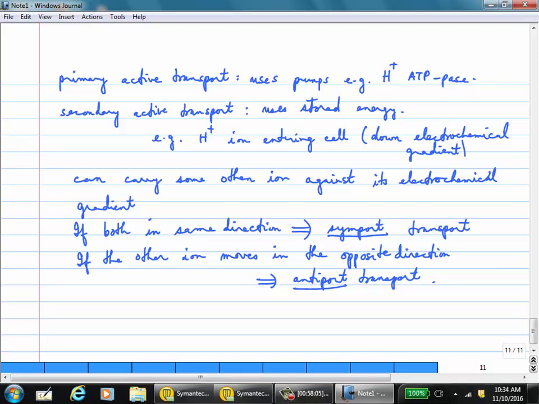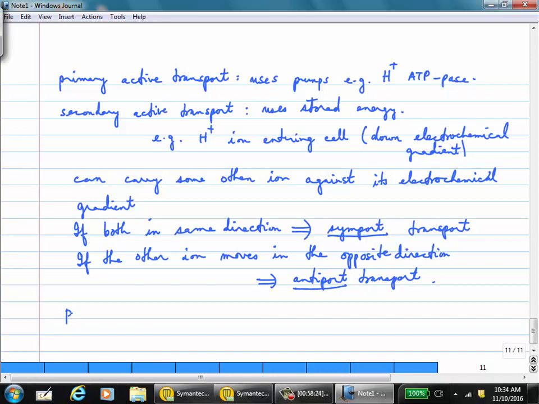Now the pumping of hydrogen ions from inside the cell to outside produces what is called a proton motive force across the membrane, right? Because you have a higher concentration of hydrogen ions outside, lower concentration inside. So there is a tendency for the protons to move inside, right? And as I said before, it can be used to generate ATP.